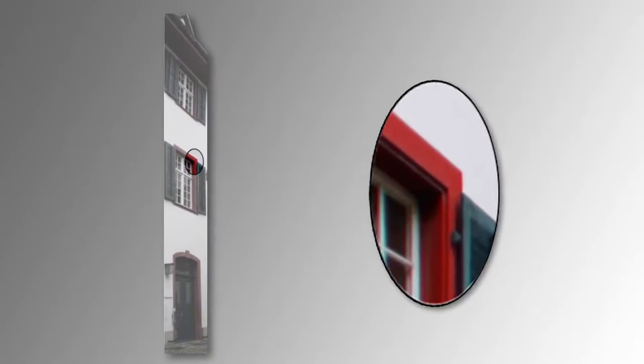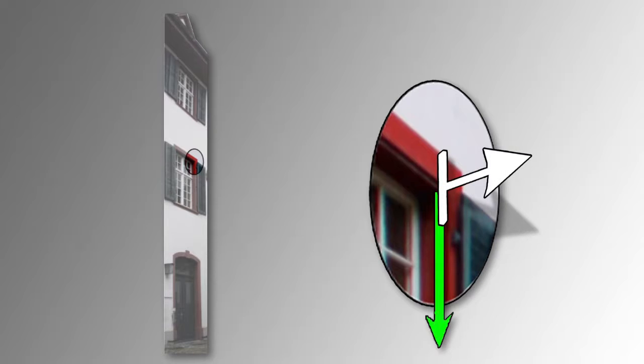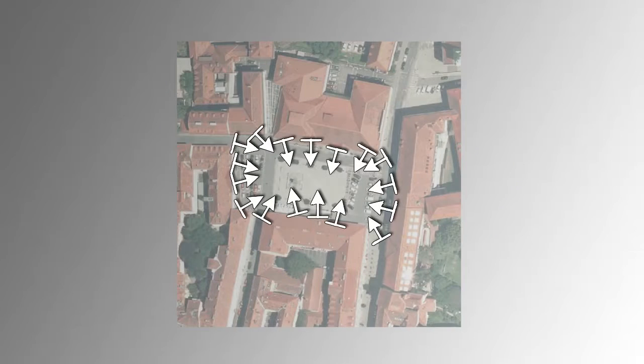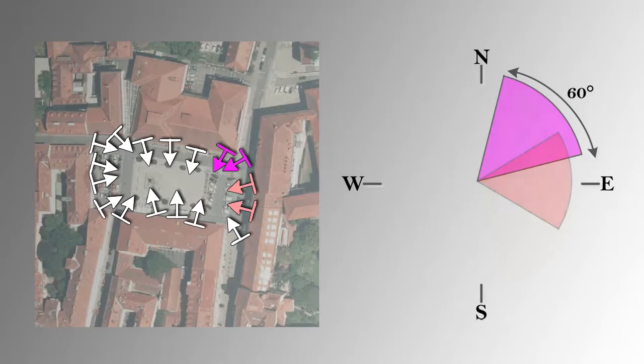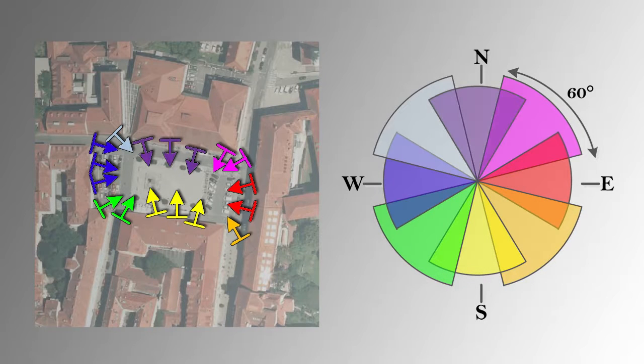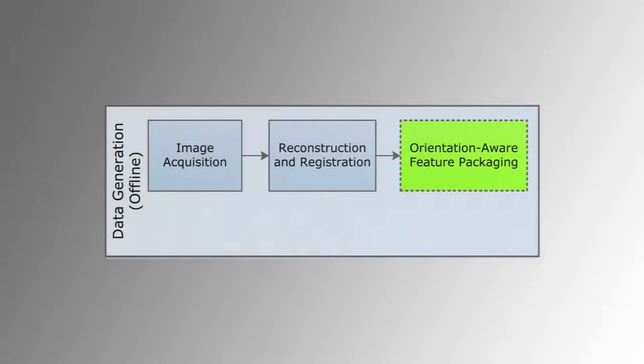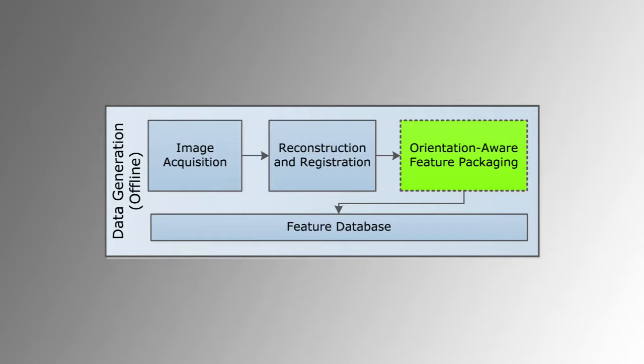For each 3D feature, a descriptor is calculated by considering gravity. Additionally, a normal vector is estimated reflecting the patch orientation in 3D space. Considering the normal vector, all features are divided into slightly overlapping bins, based on their orientation with respect to north. Finally, we store the orientation-aware bin feature blocks for the entire reconstruction into a common feature database.